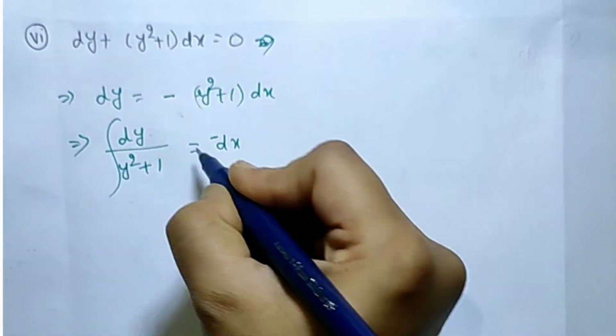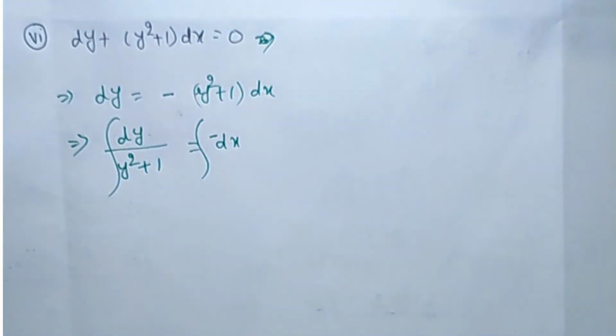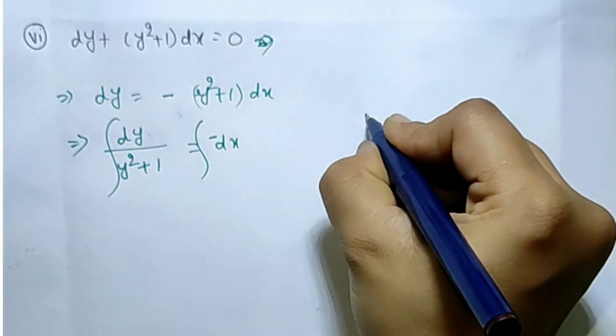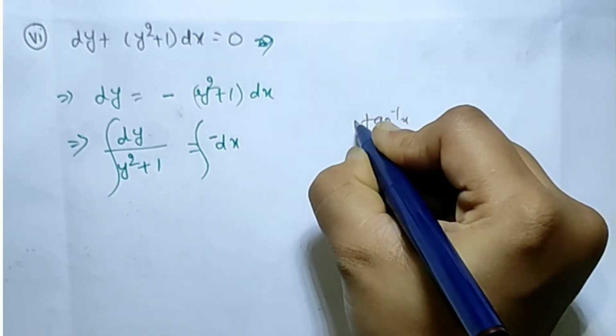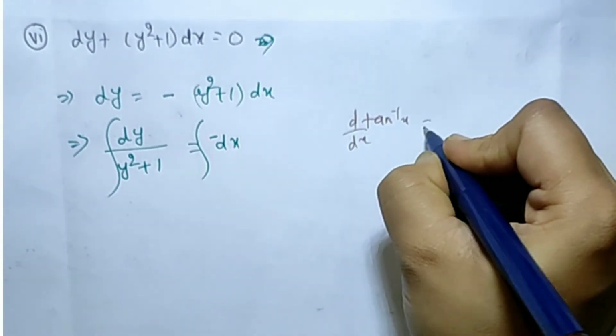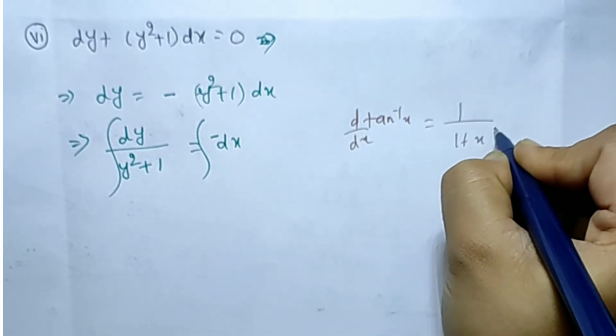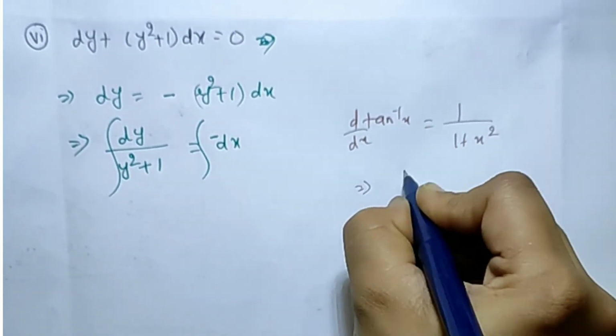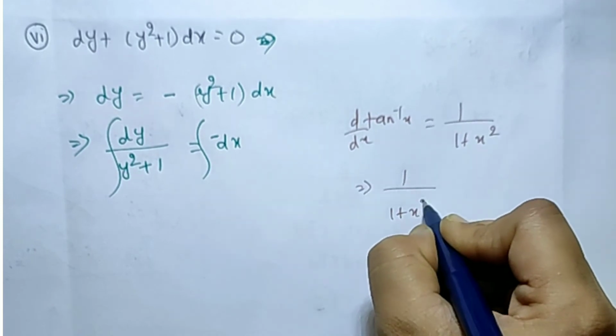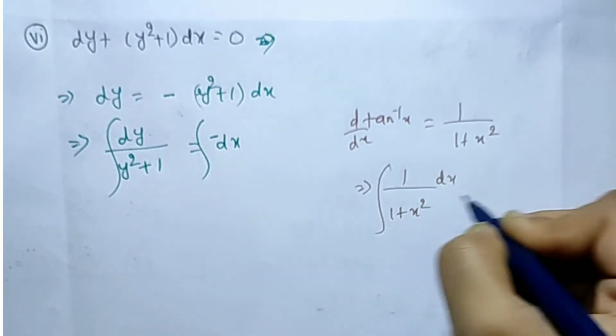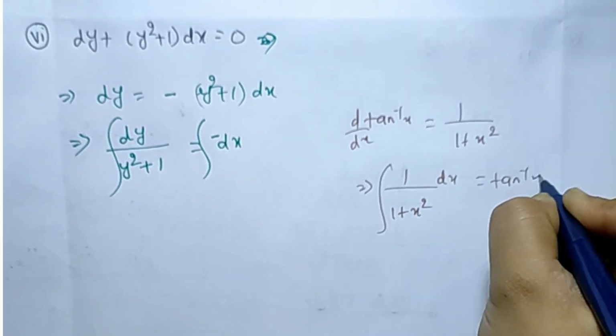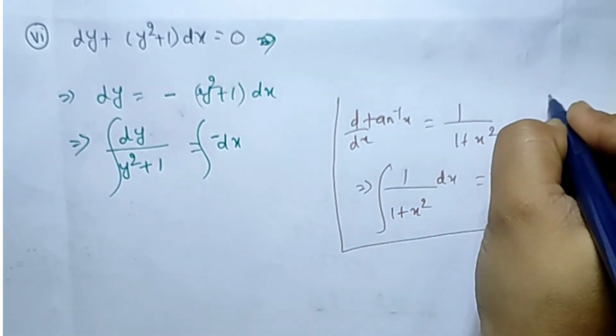Now integrating both sides. We know a formula that the derivative of tan inverse x is 1 by 1 plus x square. So the integration of 1 by 1 plus x square dx is tan inverse x, because integration is nothing but antiderivative.